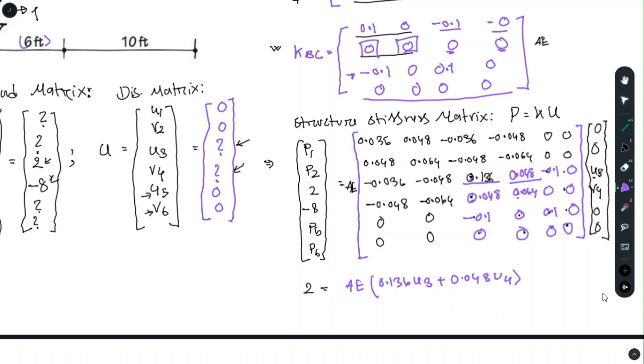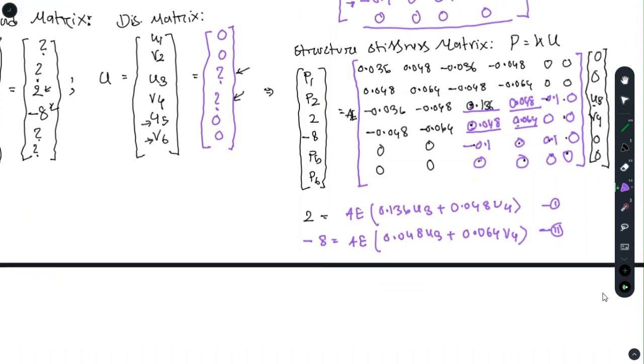So you have an equation. Let's call that the first equation. To get minus 8, you have another equation, that is AE, which will be multiplied with this value and this value. Other entries will be multiplied with zeros, so they won't affect the values. So it would be 0.048 U3, and the immediate next value is 0.064, which will be multiplied with U4. So you have your second equation.